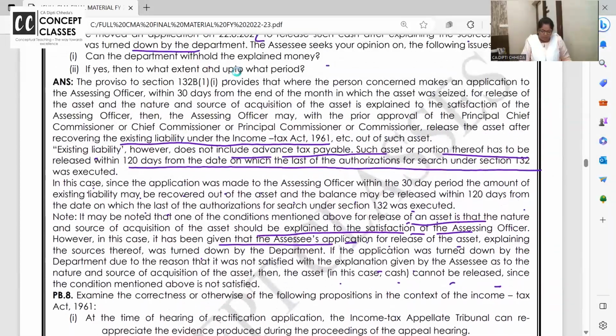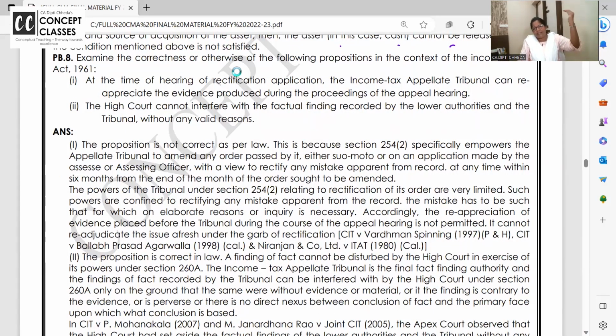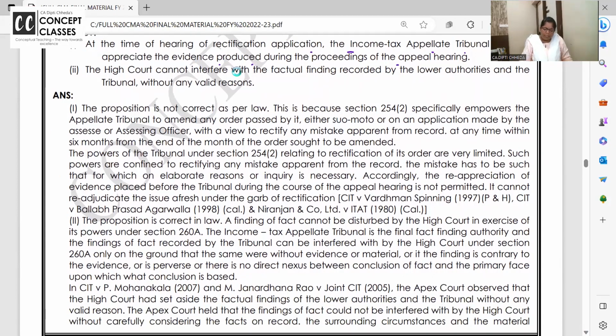One question I found very nice, so I have included it here, but this is related to the Income Tax Appellate Tribunal. Remember, the High Court is the last fact-finding authority, or the High Court and then the Supreme Court. So at the time of hearing of the application, can the Income Tax Appellate Tribunal reappreciate the evidence produced during the proceeding of the appeal hearing? The proposition is not correct.